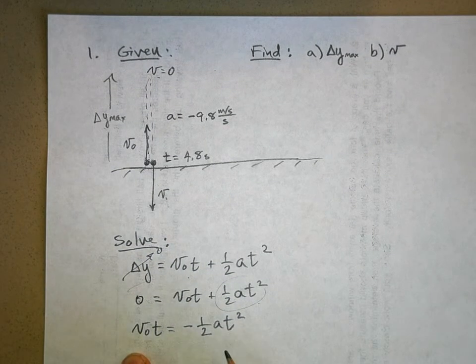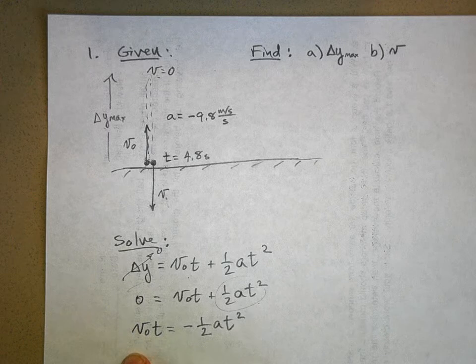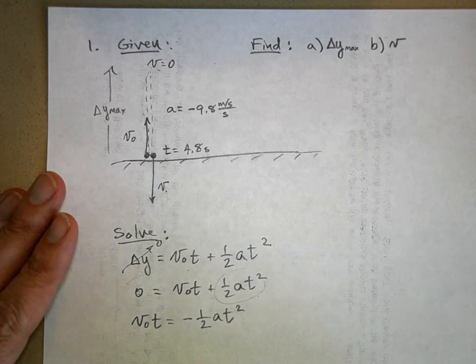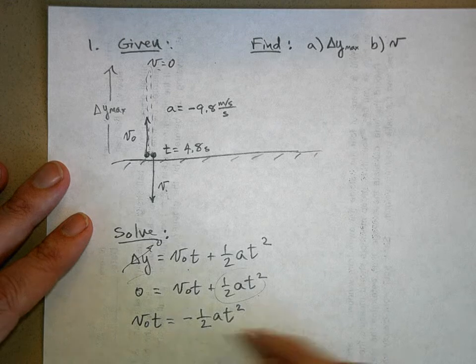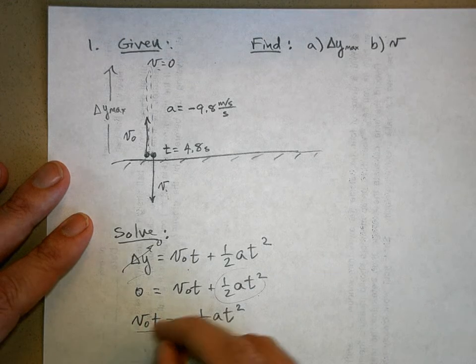Does everybody follow that algebraic step? But I want to get v naught all by itself. So what do I do? I divide both sides by t.